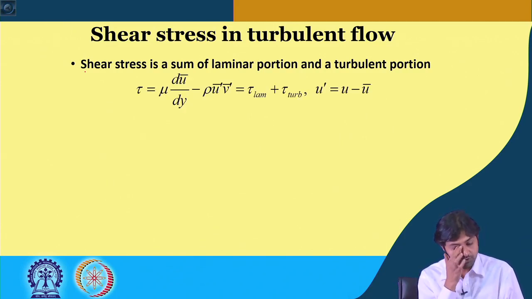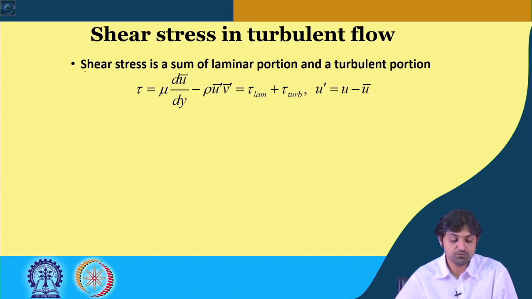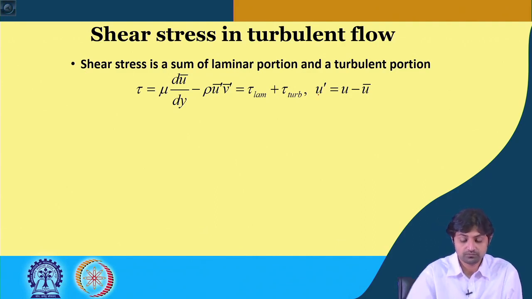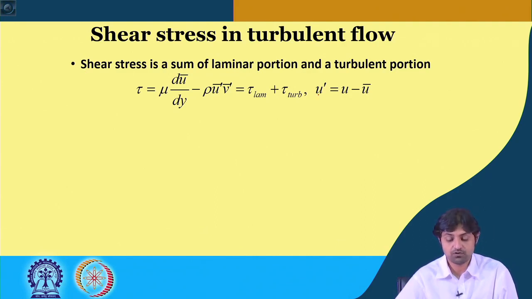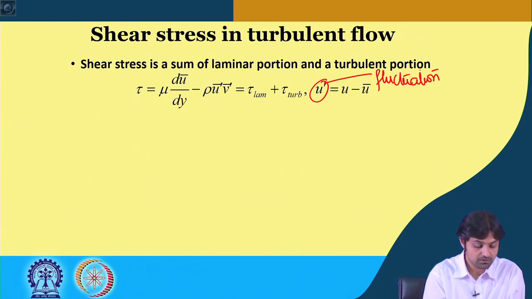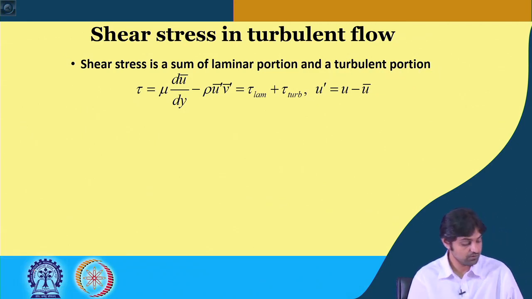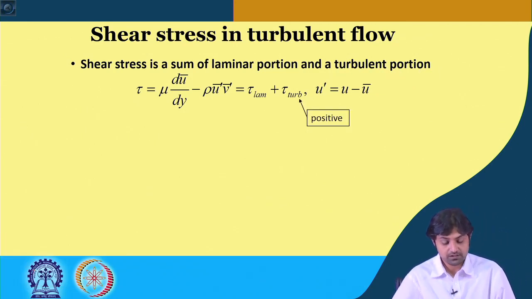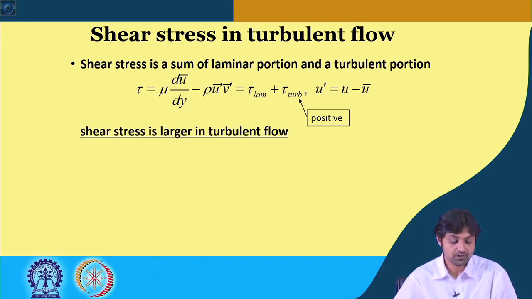As shown before, tau is equal to mu du/dy minus rho u' v' whole bar. So tau laminar plus tau turbulence, where this is fluctuation, and this shear stress due to turbulence is positive, and therefore it is the sum of two shear stresses. Shear stress is larger in turbulent flow.